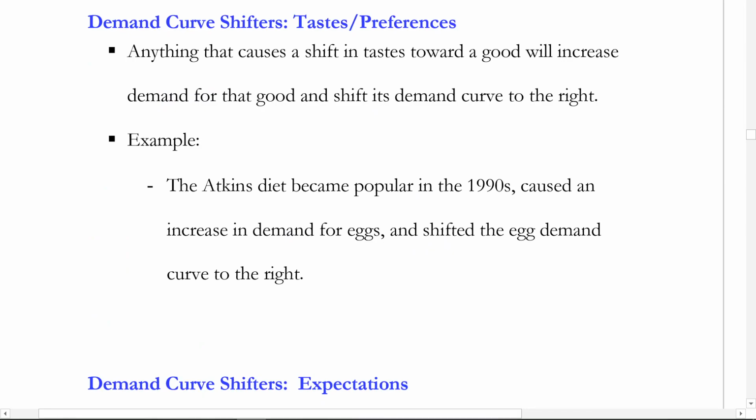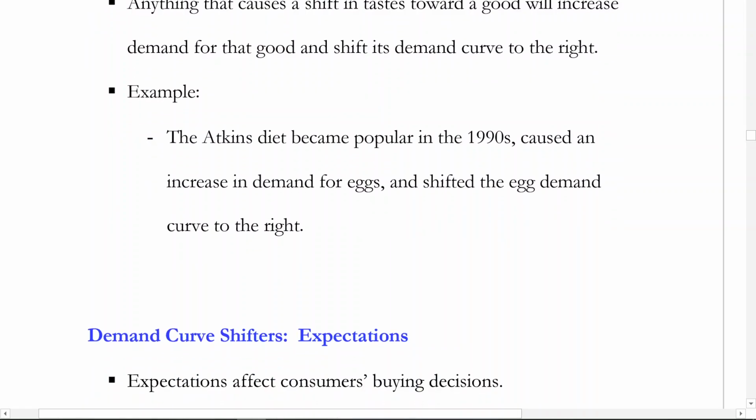Two more. We'll talk about tastes and preferences. Generally, anything that increases someone's preference or taste toward a good is going to increase their demand. The Atkins diet, low carb, increased the demand for eggs back in the 90s. Another, if you take locational differences, the demand for flip-flops is going to be higher closer to the beach than in the mountains, say. And one more, take seasonal preferences. The demand for ice cream will be higher in the summer than in the spring. Okay, so I'm not going to draw the curves there, but an increase in demand shifts to the right, and vice versa.